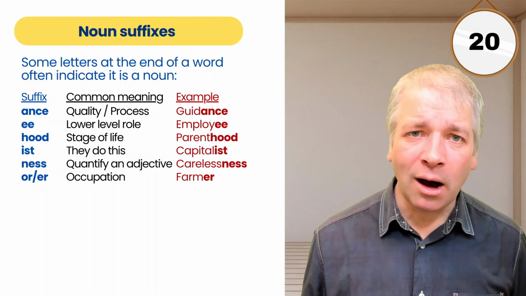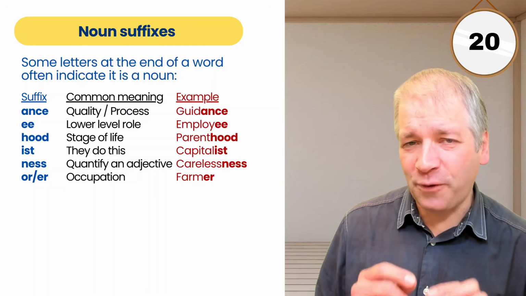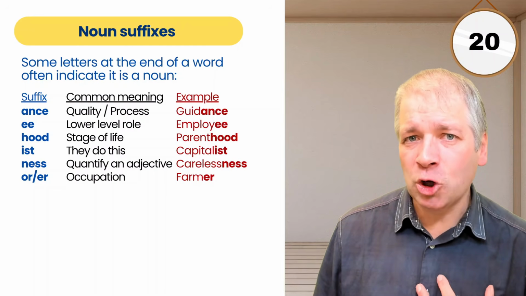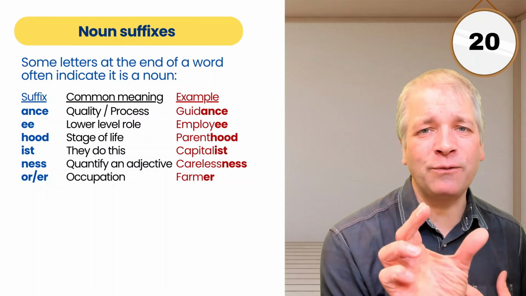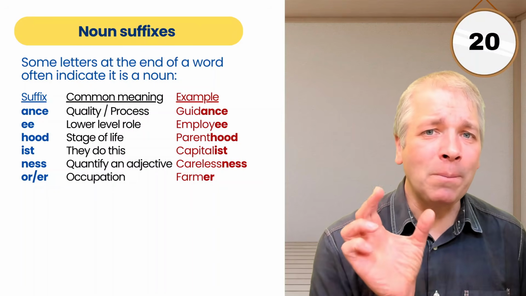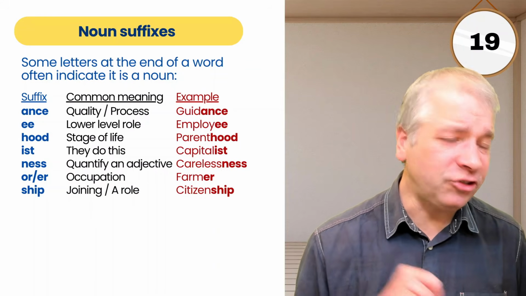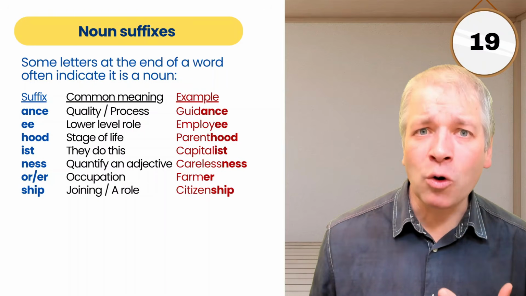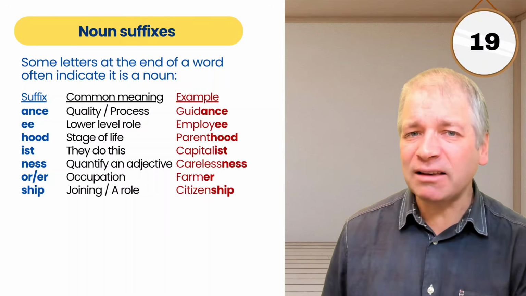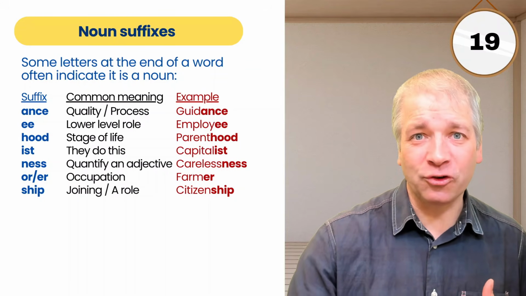OR or ER can be used for occupations. So a farmer, well, this is someone who works on a farm. You add ER to the end of farm to give the occupation for someone who works on the farm. And ship is often used when you're joining something or a particular role you have. So if you get citizenship in a certain country, you're joining that country.